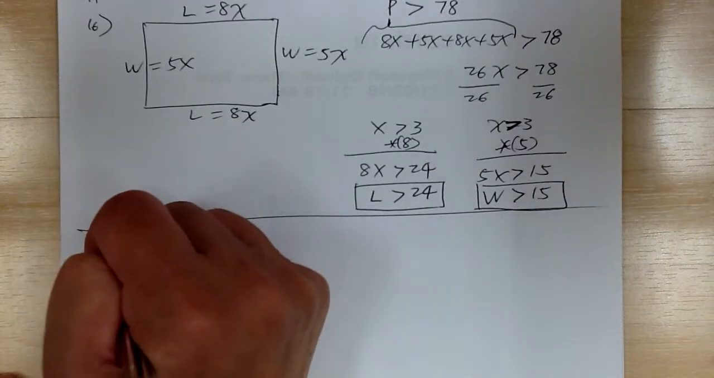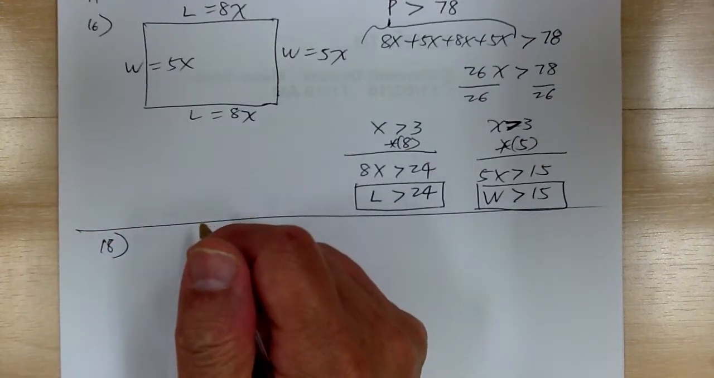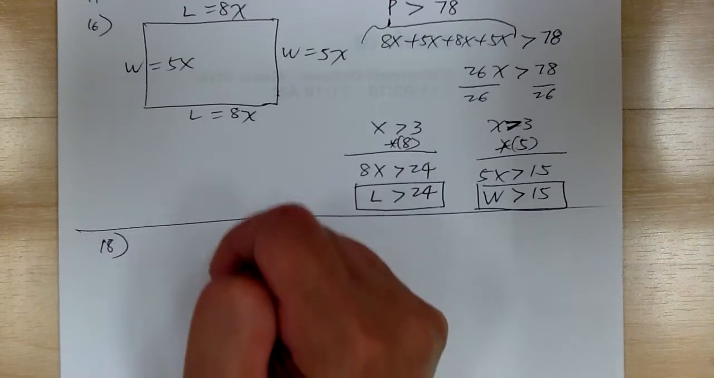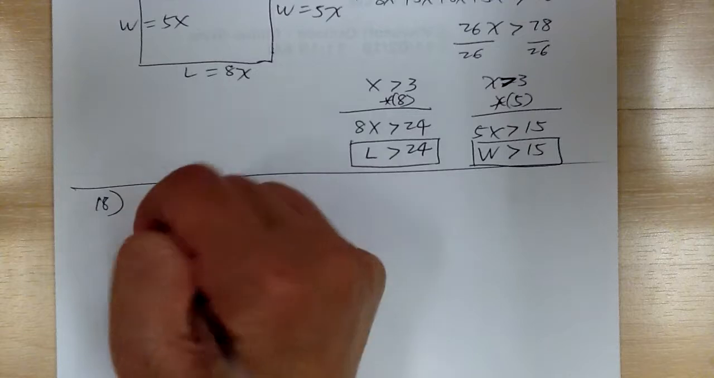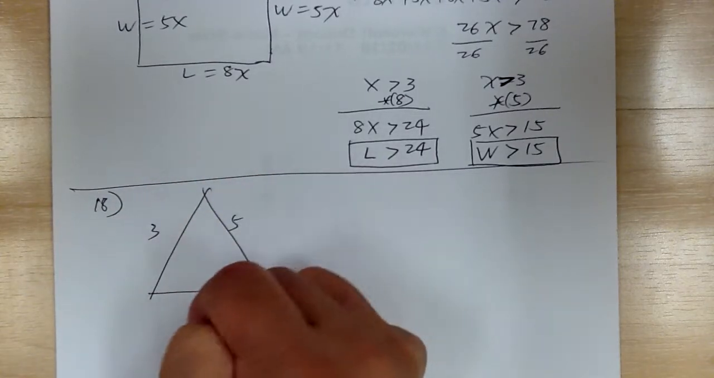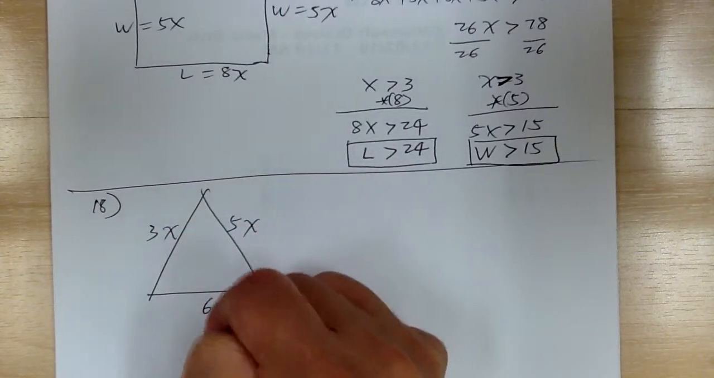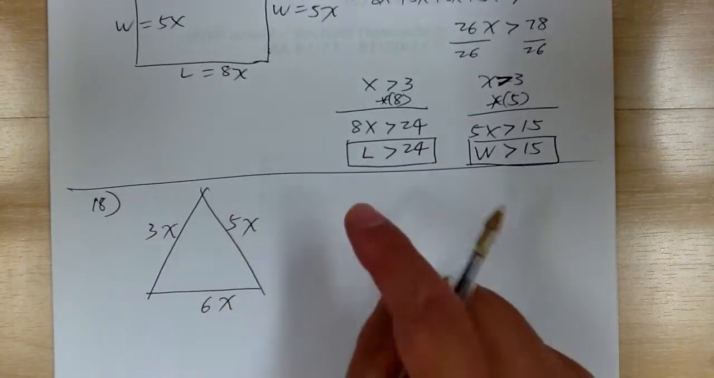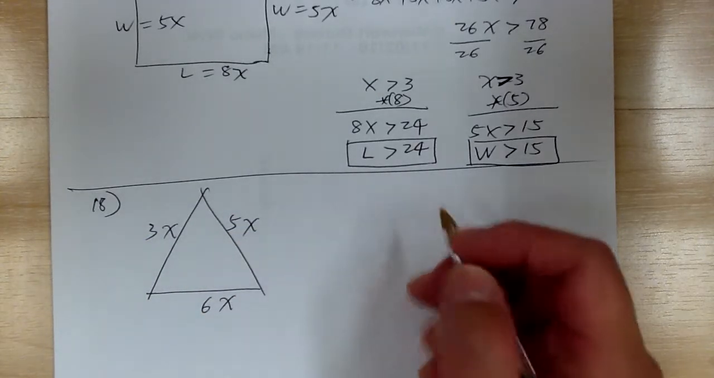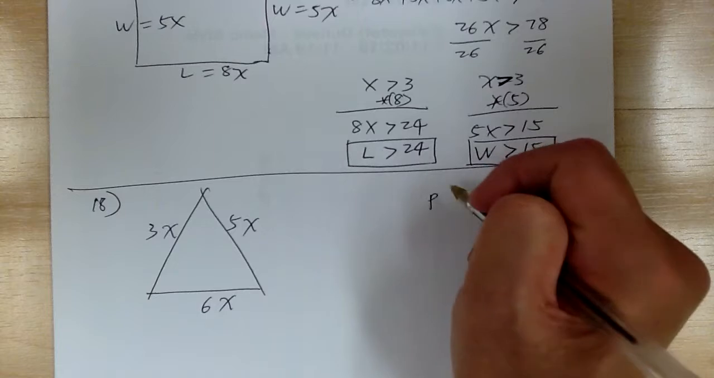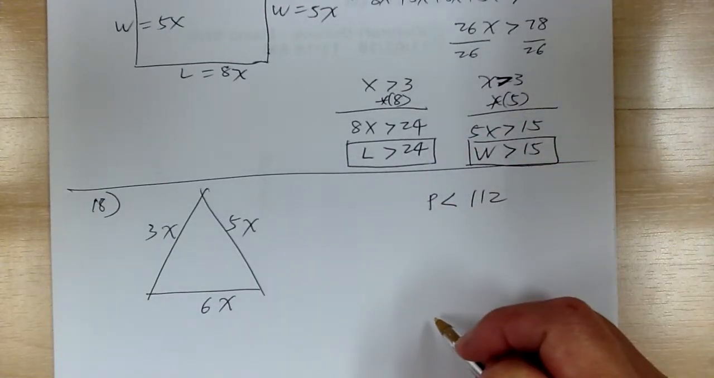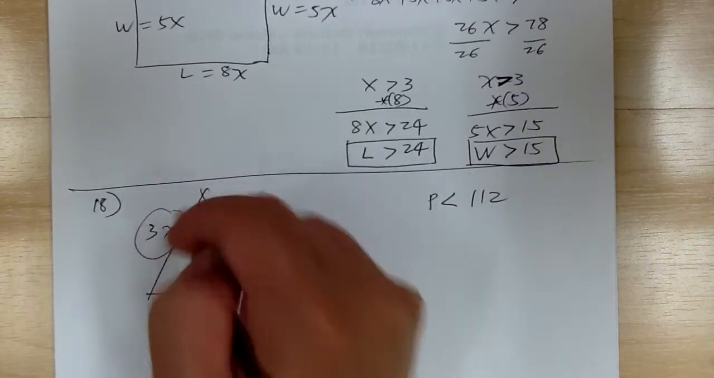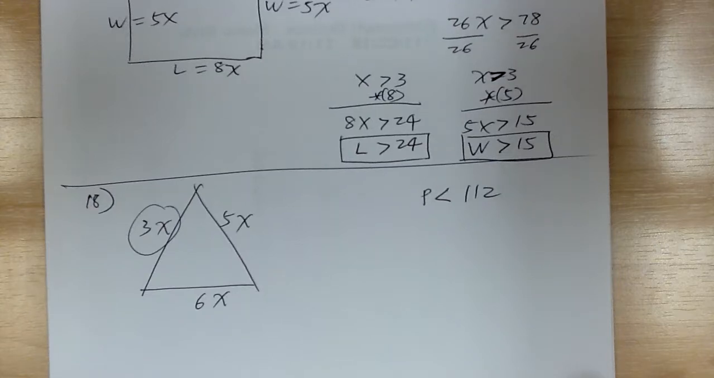Okay. Let's go to number 18. It says the 3 sides of a triangle, so right away you stop. So draw a triangle, right? And the 3 sides are in a ratio of 3, 5, and 6. So you can put in a multiplier, ratio 3, 5, 6. It says the perimeter, so that's P, perimeter is less than 112. And what's the range of values of the shortest side? So you're looking for the shortest side.